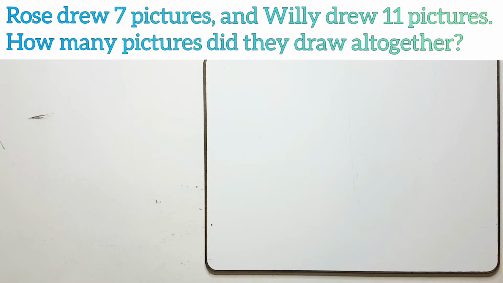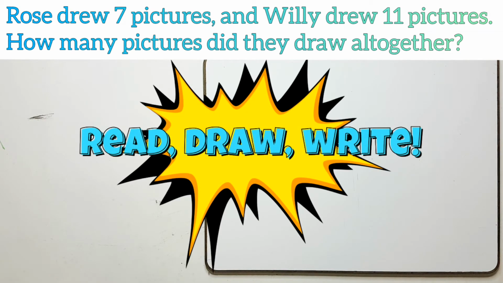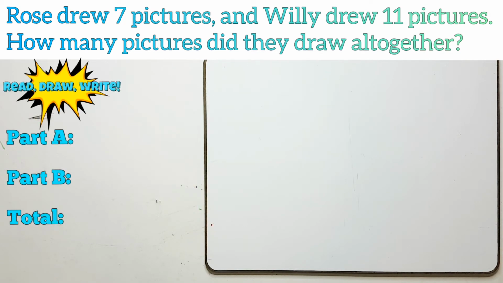Rose drew 7 pictures and Willie drew 11 pictures. How many pictures did they draw all together? So, step number 1, read. We read the problem. Now let's see what it means.